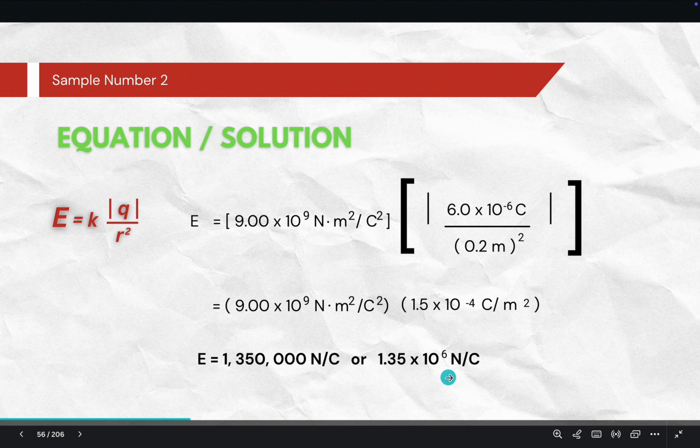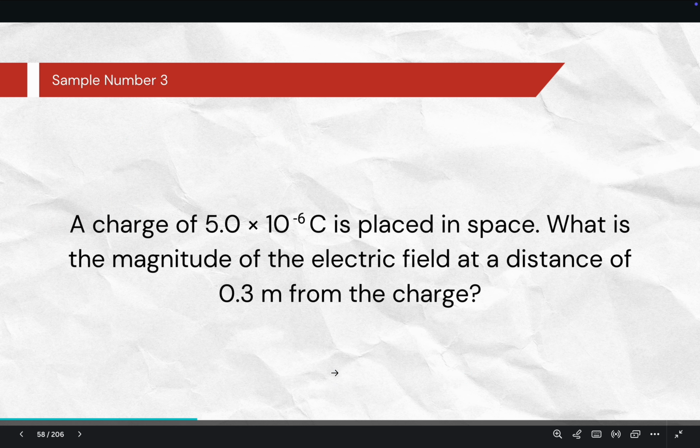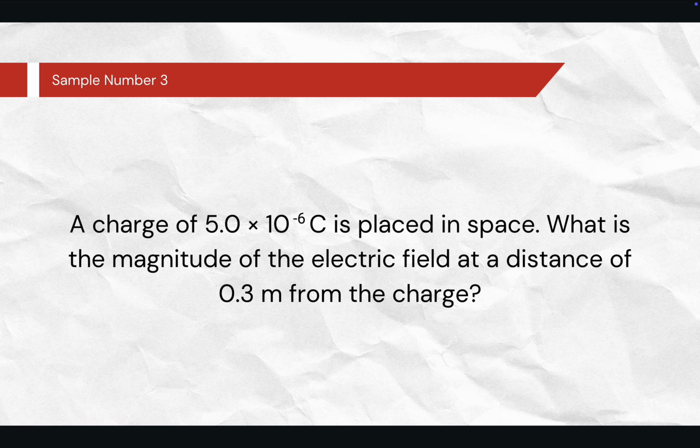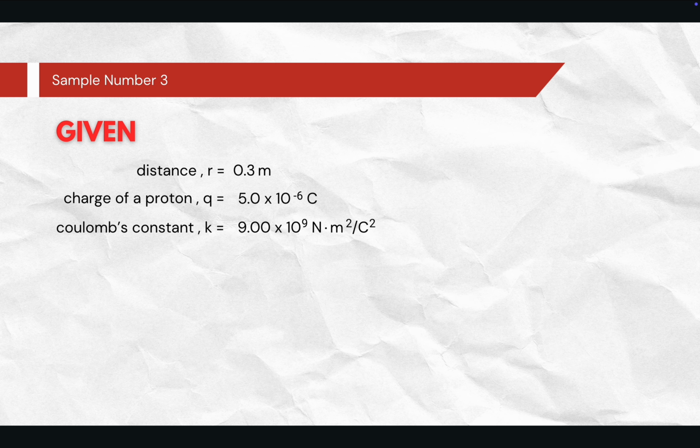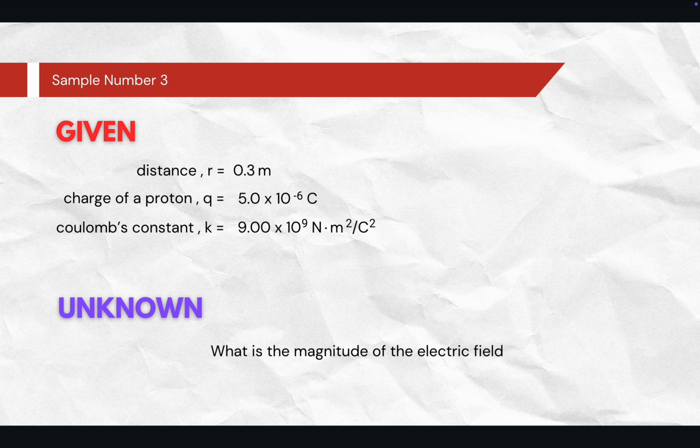That easy. Next, another example. A charge of 5.0 times 10 raised to negative 6 coulomb is placed in space. What is the magnitude of the electric field at a distance of 0.3 meters from the charge? So, given first so we don't get confused: the distance, the charge, and the Coulomb constant are what we need. The unknown is the magnitude of the electric field.